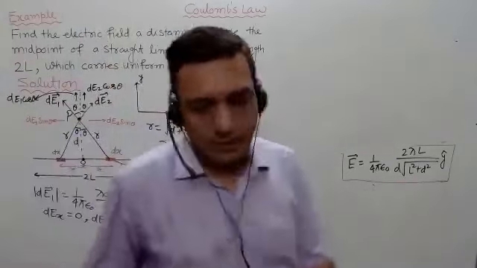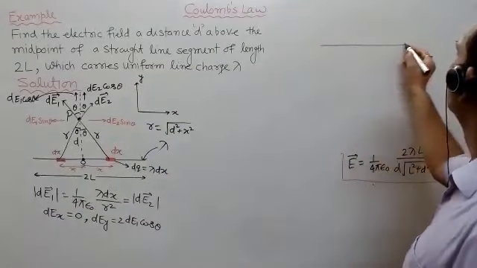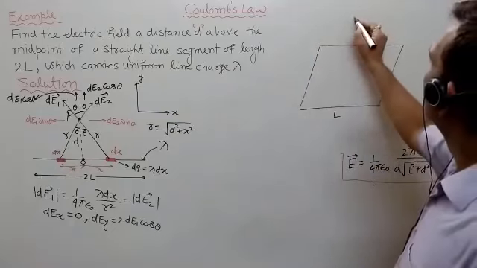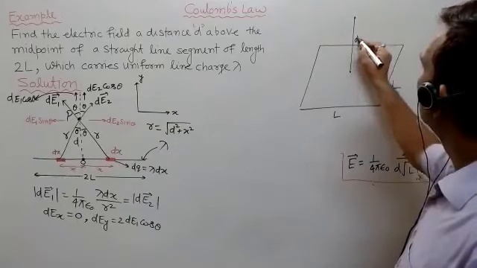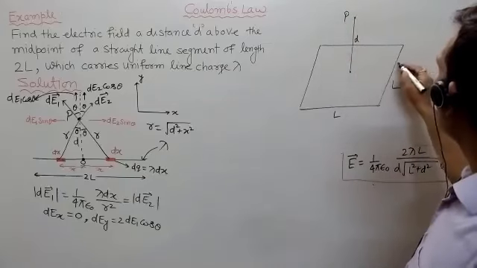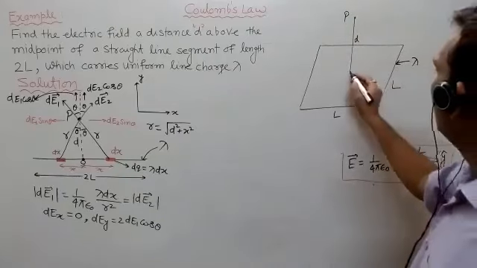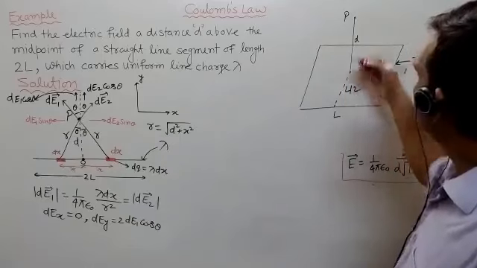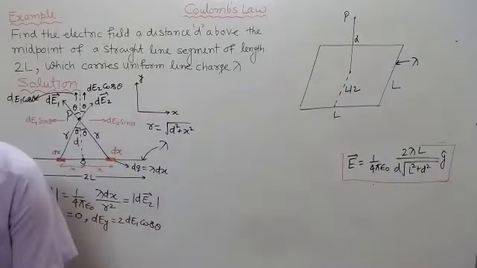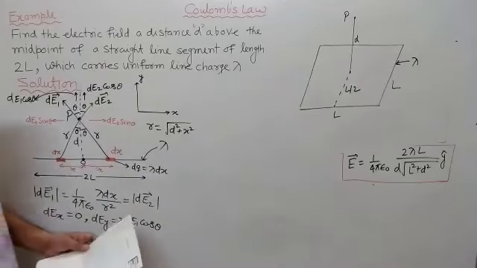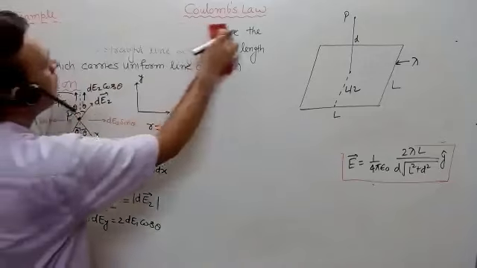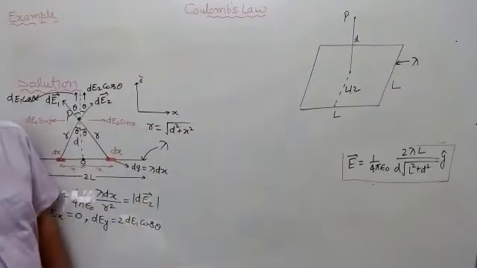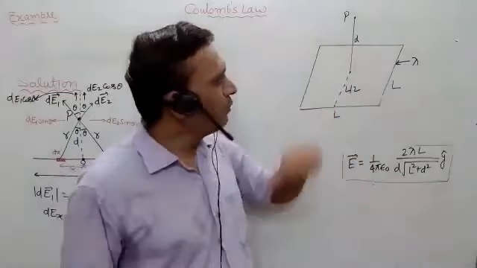Next question. Consider a square loop of side small l, and you have to find the field d distance above the center of the square loop. Let us write down this problem, because I have to use this relation. If you know the field due to a wire of length 2L, you can find the field due to the square loop.